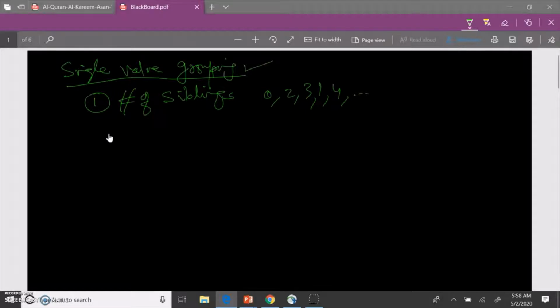In such a situation, single value grouping is a very good idea. But what happens when the number of distinct values is large? Then single value grouping will not make any sense to us. Okay, let's see what I mean by that.